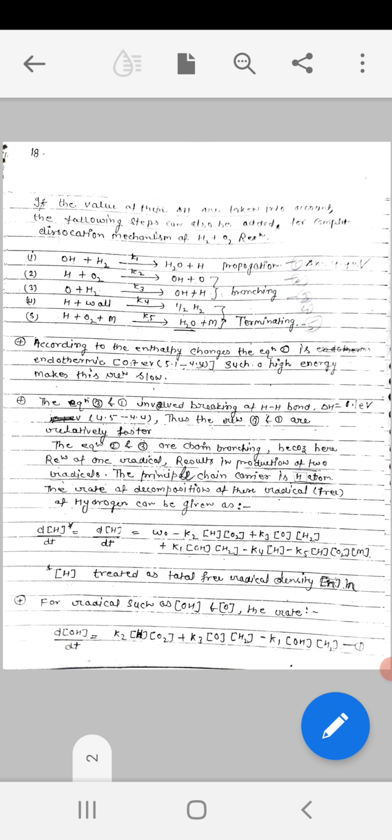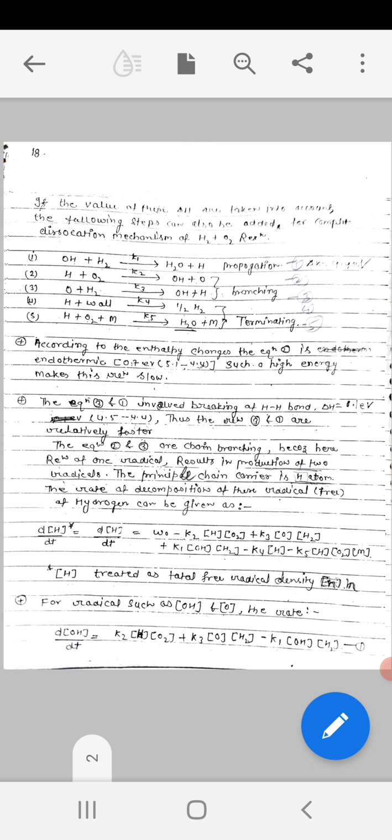Equations 2 and 3 are chain branching because the reaction of one radical results in the production of two radicals. The principal chain carrier is the hydrogen atom. The rate of decomposition of these radicals of hydrogen can be given as follows. Now from these equations we will determine the rate of formation of hydrogen, oxygen, and OH, so that we can calculate the rate of the above reaction.